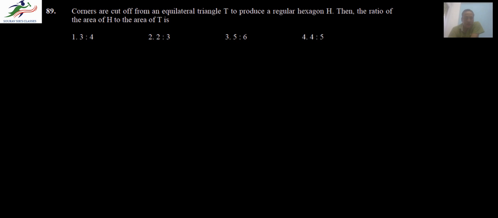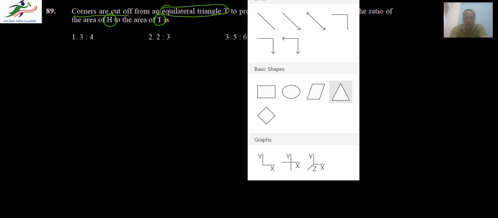The next question says, corners are cut off from an equilateral triangle T to produce a regular hexagon H. Then the ratio of the area of H to T is what? So let's see how we can do this.